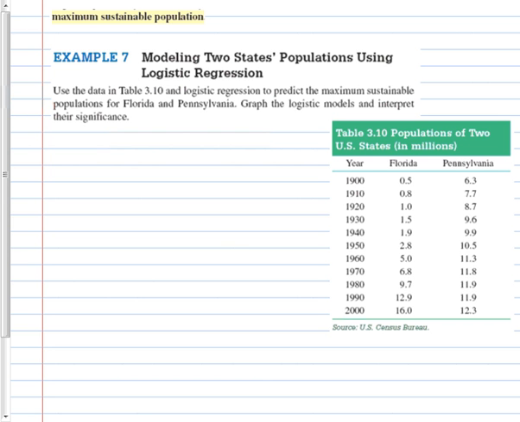Now get your calculators out. We're just going to work in our calculators, and we're going to play around with this, how we can do more than one at the same time. Use the data in table 3.10 and logistic regression to predict the maximum sustainable population for Florida and for Pennsylvania. They want us to graph those models and interpret their significance.